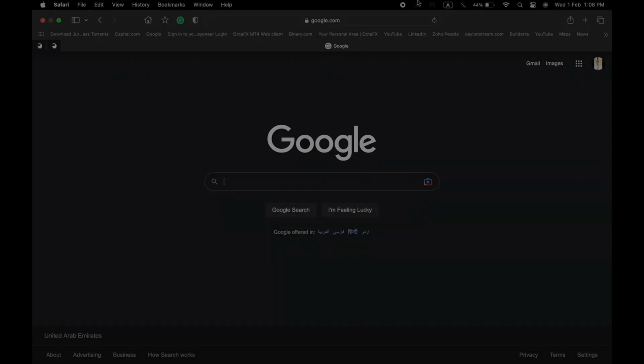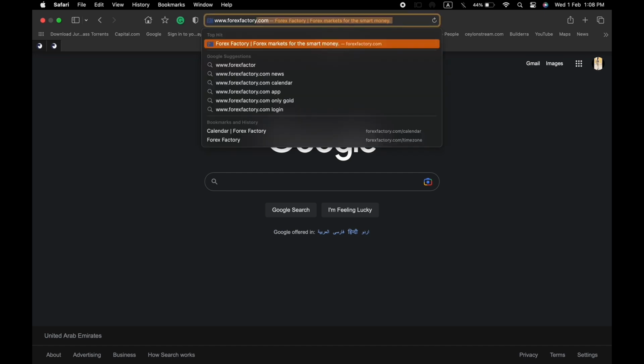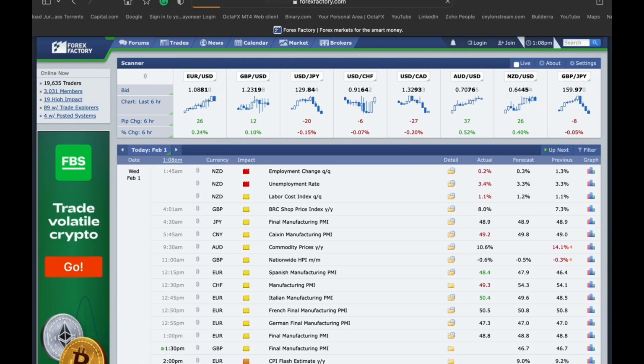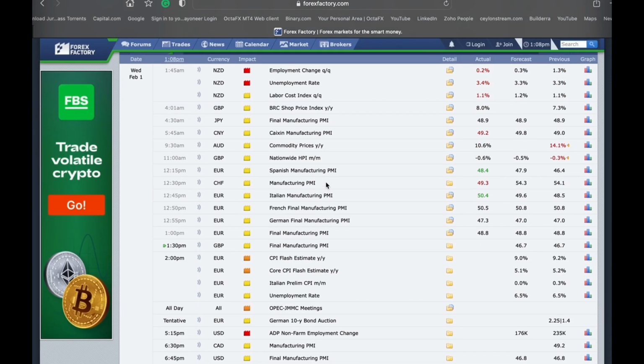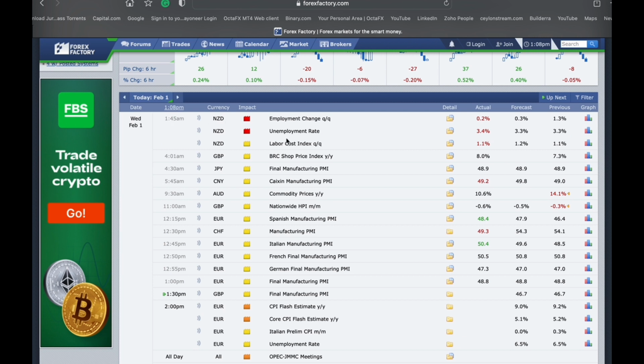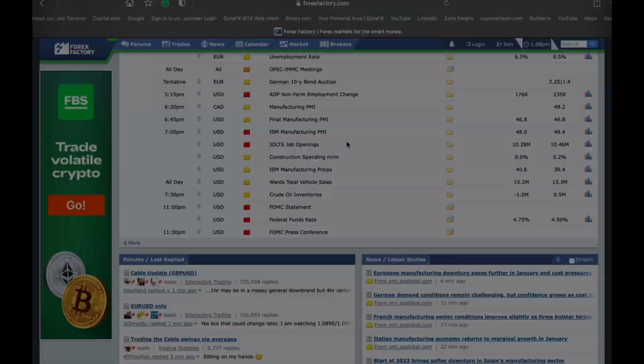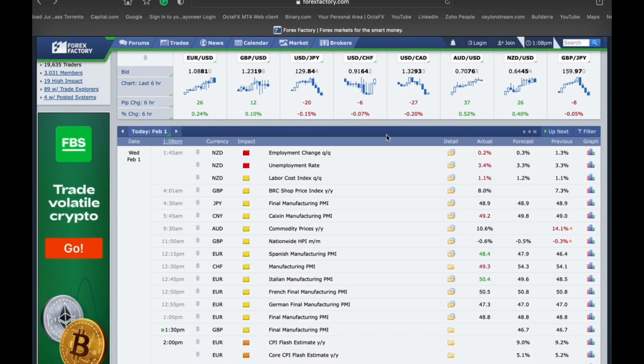Stay tuned. First, open forexfactory.com in your browser. Here you can see the news events. This is the time, the currency and the event. Now I will show you how to use this platform. First of all, make sure you set the time in accordance with your time zone.